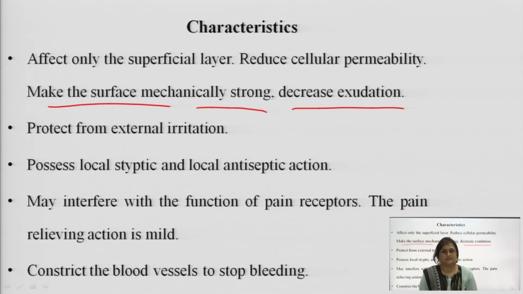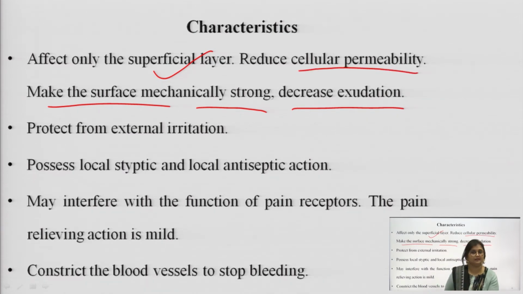So what are the characteristics of astringents? Number one, they affect only the superficial layer, the most important characteristic. Number two, they affect the cellular permeability, that is, cell permeability to fluids. They make the surface of the tissues mechanically strong. They decrease exudation.